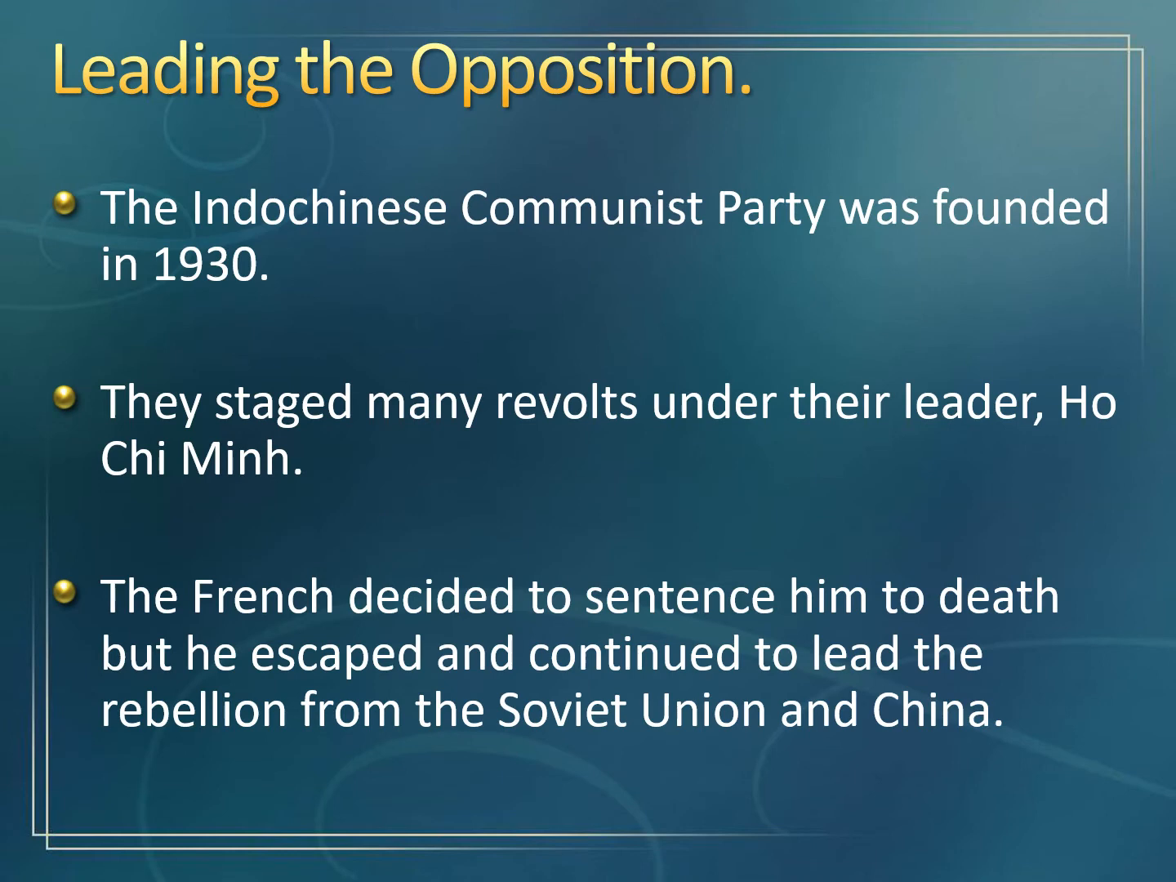Leading the opposition, the Indochinese Communist Party was founded in 1930. They staged many revolts under their leader Ho Chi Minh, and the French decided to sentence him to death, but he escaped and continued to lead the rebellion against the French from the Soviet Union and China.